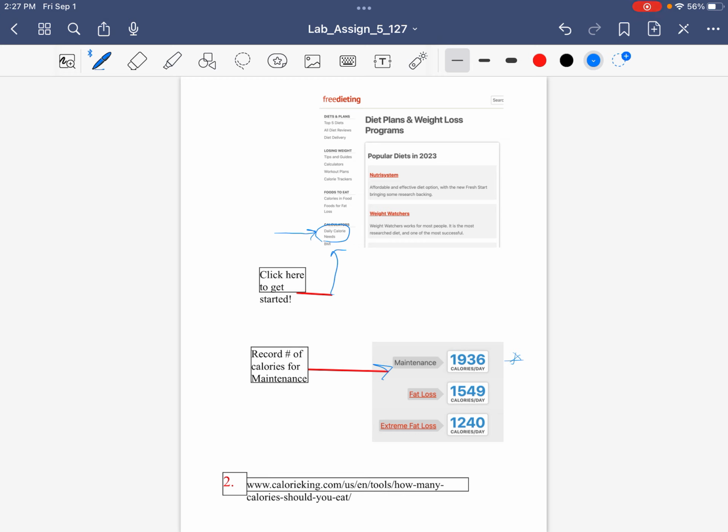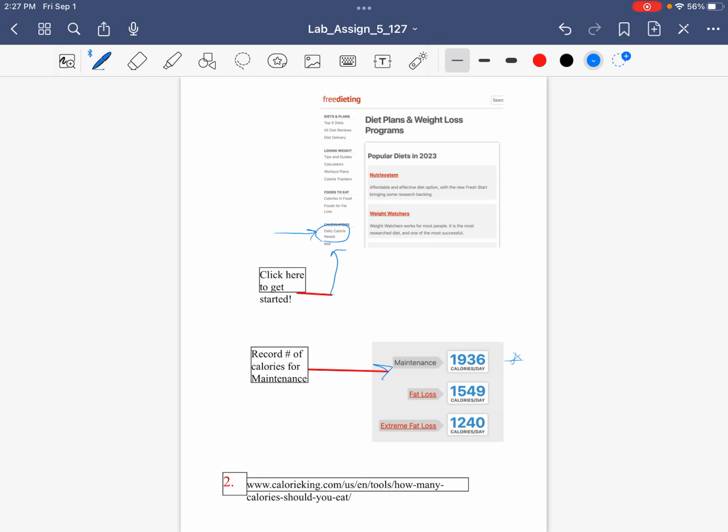Okay? Because even if your goal might be to lose weight or gain weight or whatever, even if you have a goal for this assignment, I want you to put maintenance, because the idea here is that you get a sense of right now, today, how many calories you need.